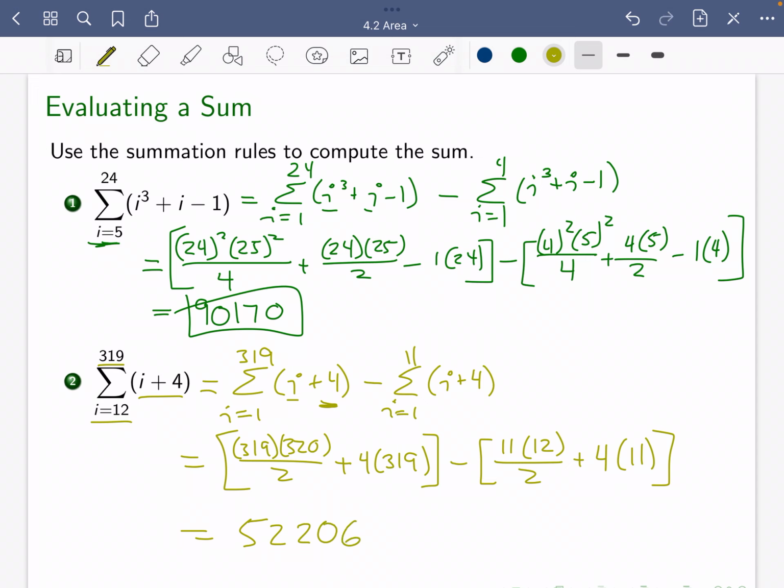Perfect. So that's how we can go through and evaluate some sums that start with an index that starts at something other than 1.